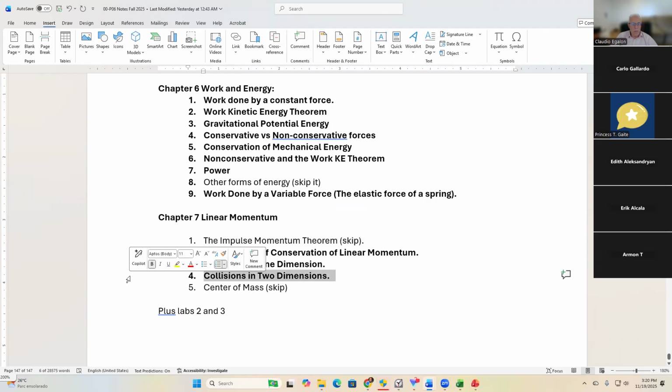We did collisions in 1 dimension. And I'm going to show you a case of a 2-dimensional collision, okay? Let's see if I have it here in my notes. Oh yeah. Let's start with an example of a 2D inelastic collision.